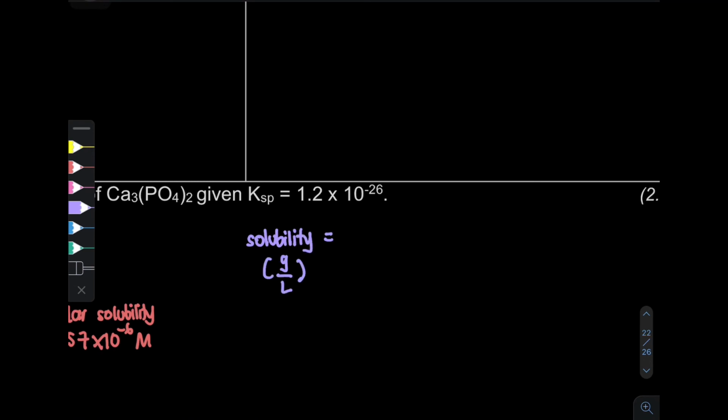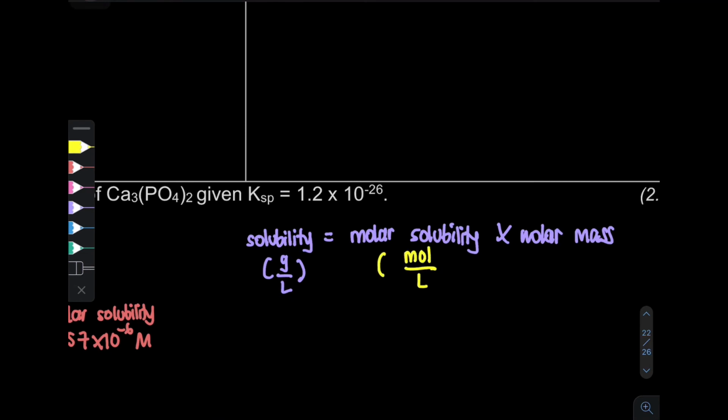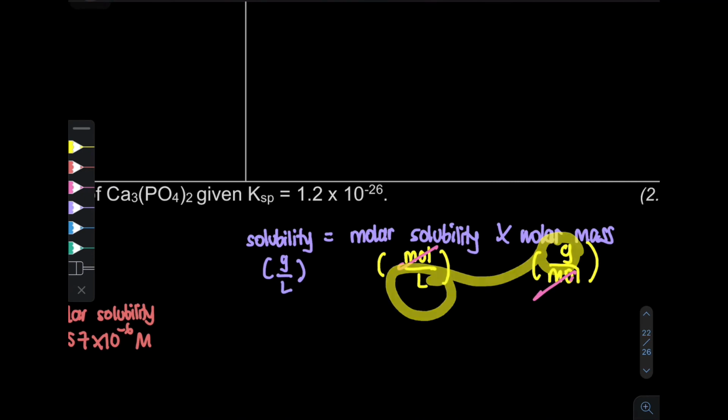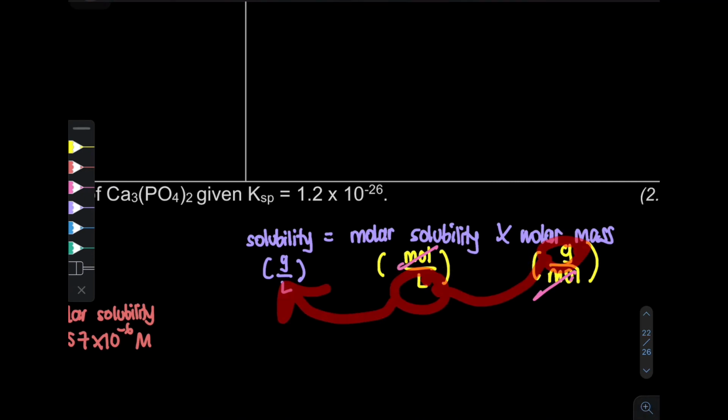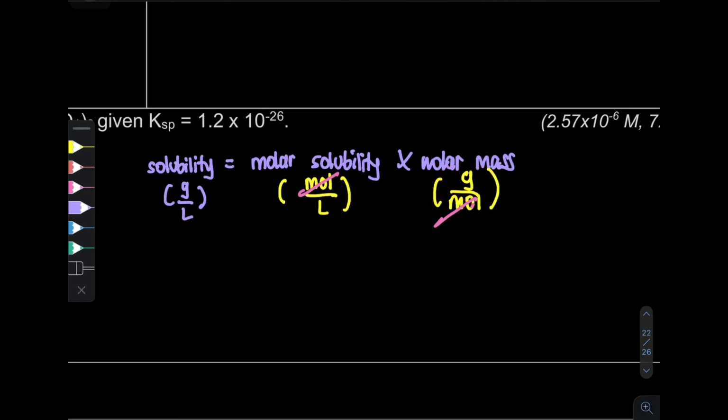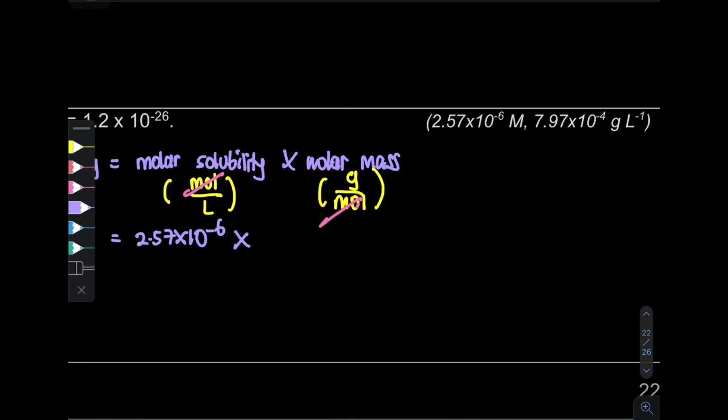So how we're going to find out? Kita akan cari from our molar solubility times dengan molar mass. So molar solubility ni unit adalah mol per liter. Molar mass adalah gram per mol. So when I cancel out the mol-mol, barulah dapat unit gram per liter the same as the unit of solubility yang kita nak. Okay, so molar solubility is the one that we have found from previous step.